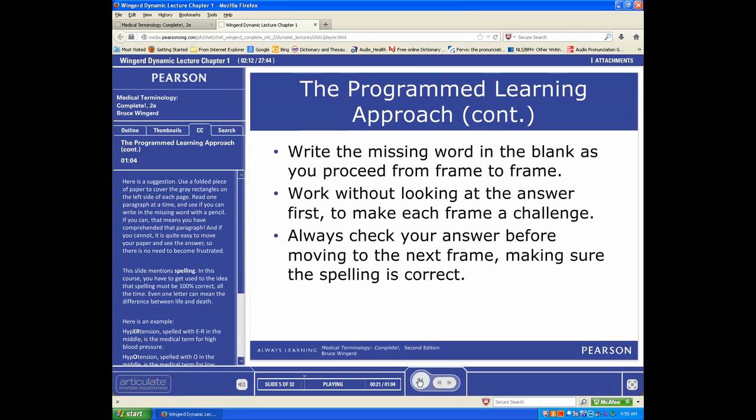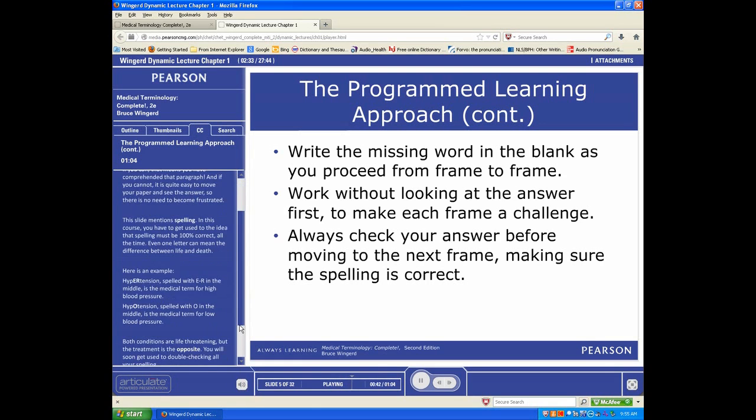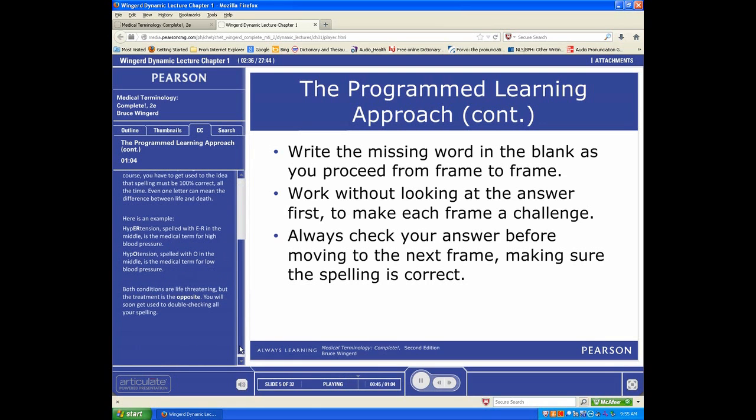This slide mentions spelling. In this course, you have to get used to the idea that spelling must be 100% correct all the time. Even one letter can mean the difference between life and death. Here is an example. Hypertension, spelled with ER in the middle, is the medical term for high blood pressure. Hypotension, spelled with O in the middle, is the medical term for low blood pressure. Both conditions are life-threatening, but the treatment is the opposite. You will soon get used to double-checking all your spelling.